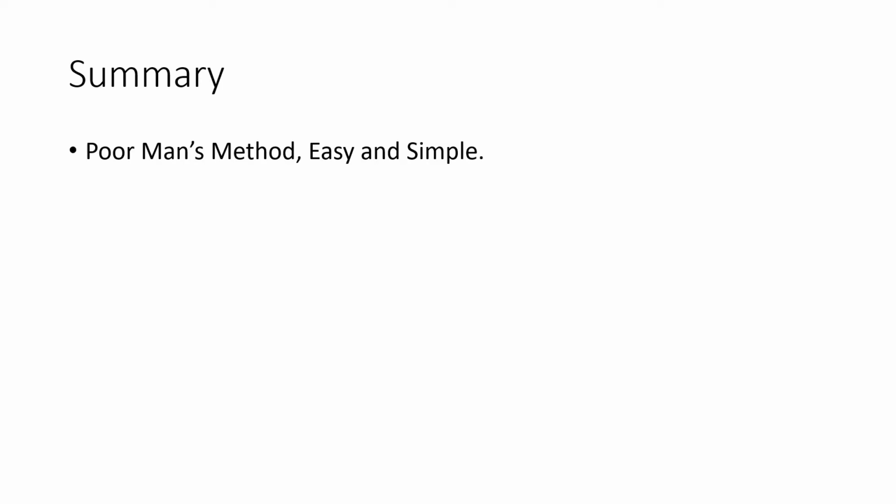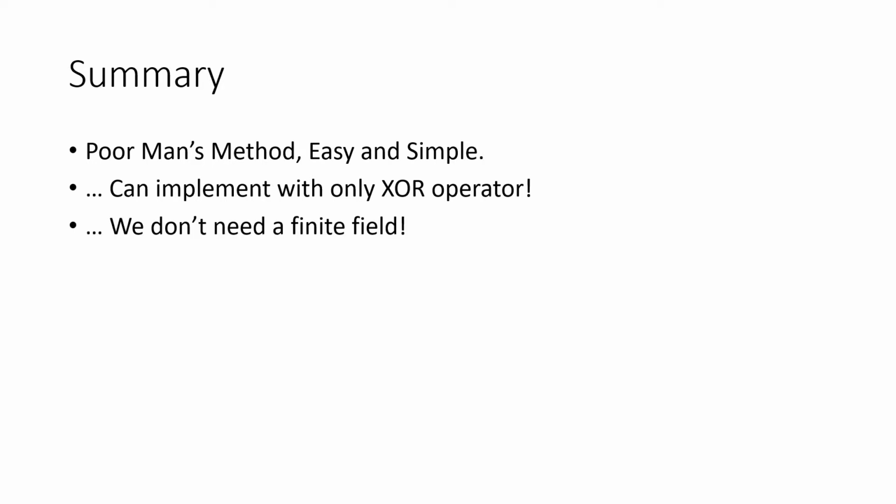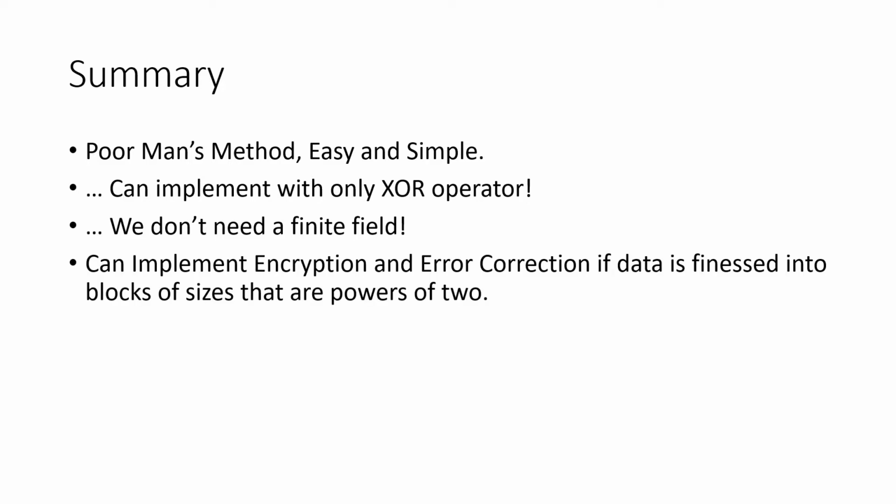Summary. I like to call this the poor man's method. It's so easy and simple that you can actually do it on paper. We can implement it with only the XOR operator. We don't actually need finite fields or multiplication over them. And furthermore, we can implement encryption and error correction without a finite field if we can finesse the data into block sizes that are powers of 2, which is an easy feat.